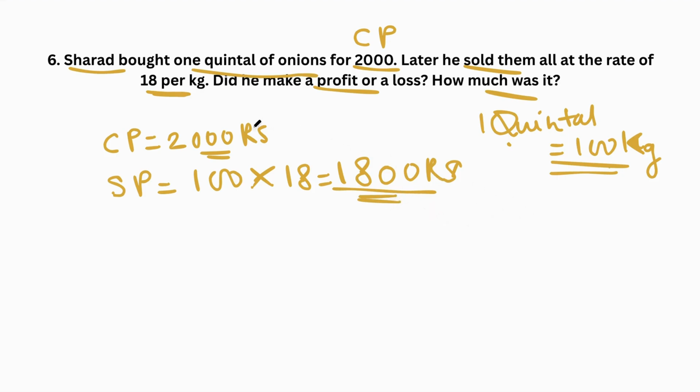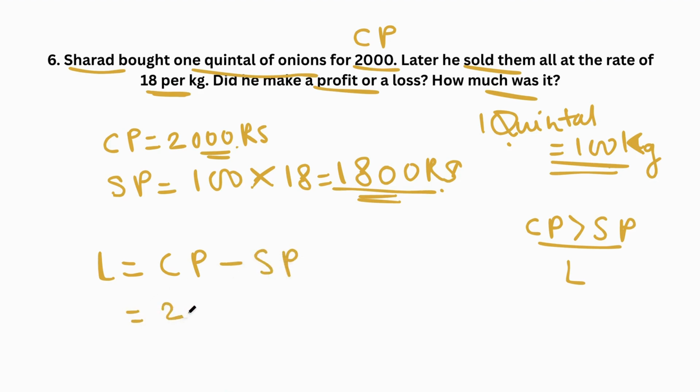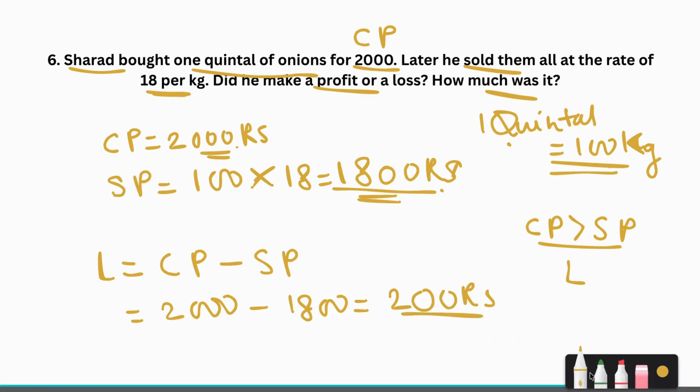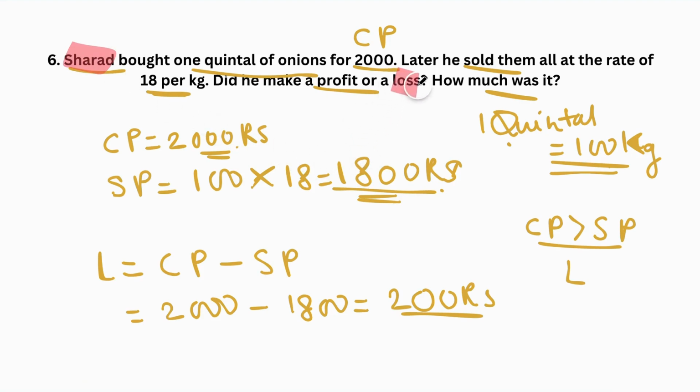So here the cost price is 2000 and the selling price is 1800. So here the cost price is greater than the selling price. That means it was a loss. So we will be calculating with the formula of loss, that cost price minus selling price equals 2000 minus 1800, which gives us an answer of, yes, correct, 200 rupees. Okay, so in this question the person Sharad faced a loss of how many rupees? 200 rupees.